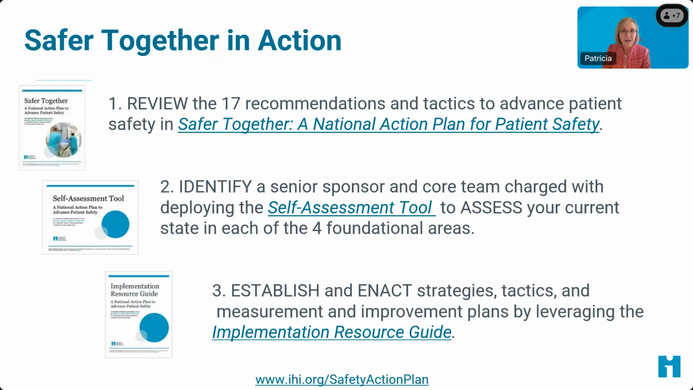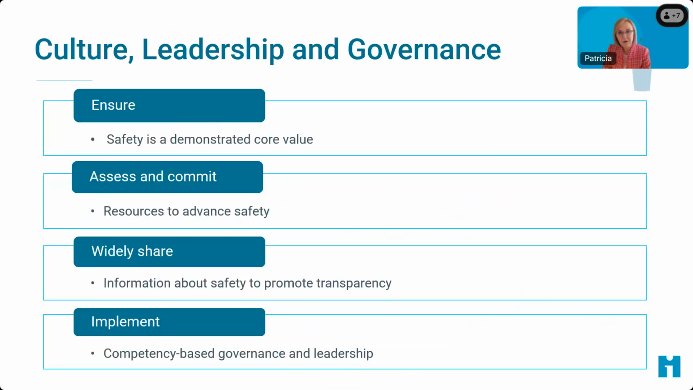And the third is to set goals for improvement and enacting strategies and tactics and measurement and improvement plans, and leveraging the third component of the Safer Together kit, which is the implementation resource guide. These are all freely available on the IHI website. And if we move on into the next slide, we'll jump into a little bit of an overview of those 4 foundational areas where I describe the aims and the recommendations for each area.